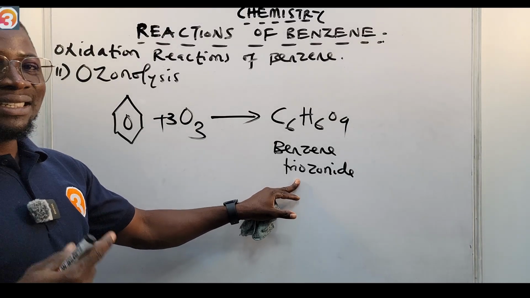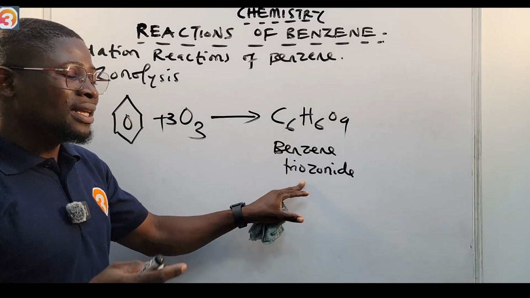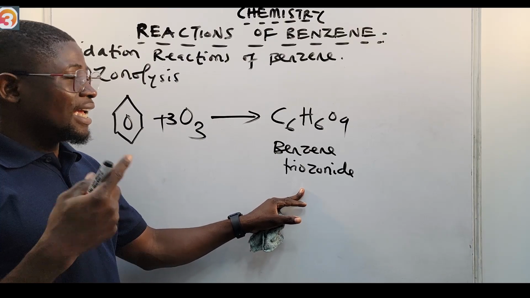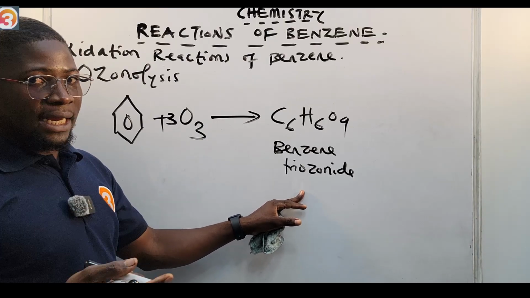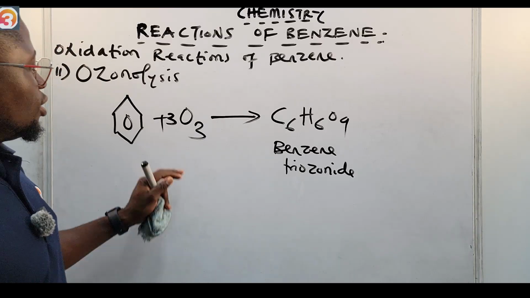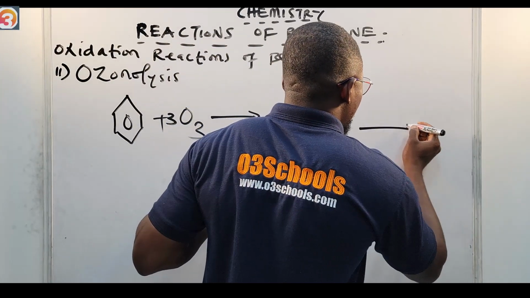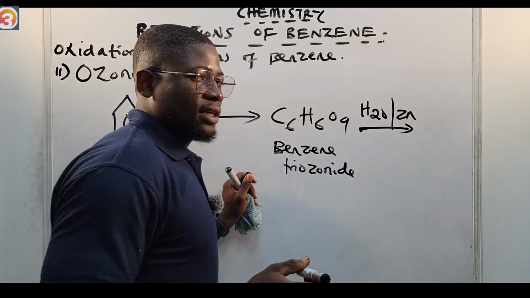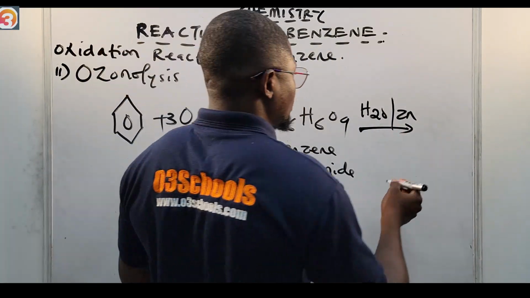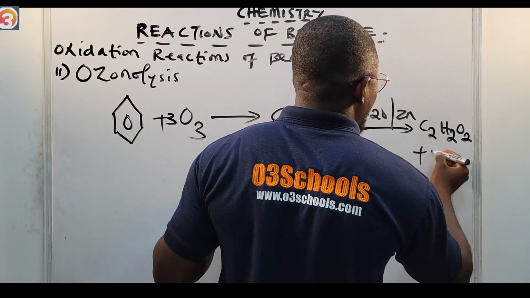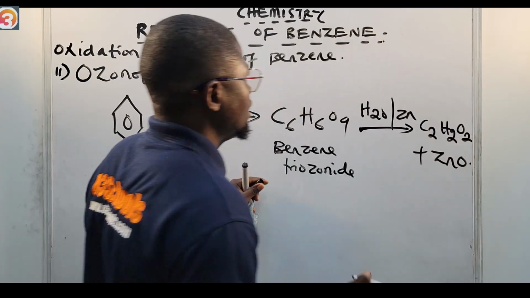It's called benzene triozonide. But on further reaction of this benzene triozonide with water and zinc dust, it now gives us what we call glyoxal. Please take note of that. So on further reaction with H2O and zinc dust, it gives us glyoxal, that is C2H2O2, plus zinc oxide. This is what it gives to us.